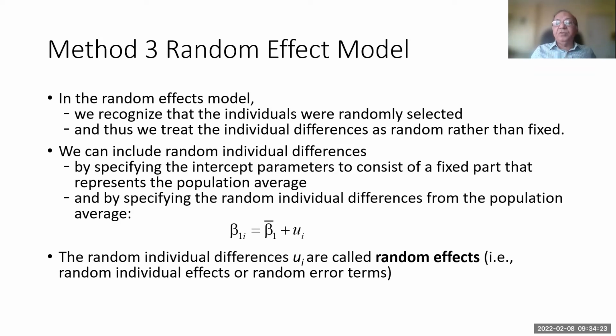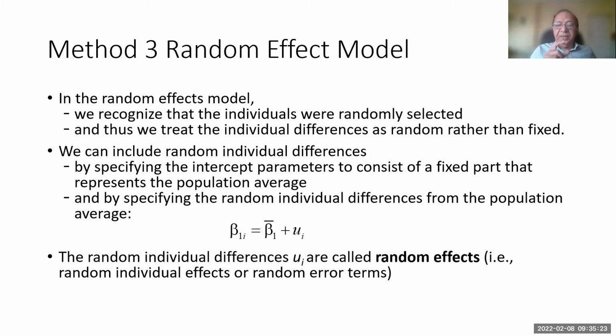We can include random individual differences. What is the difference randomly in all the individuals? By specifying the intercept parameters to consist of a fixed part that represents the population average, and by specifying the random individual differences from the population average, we can say the constant, which was b1i, is actually a mean, b1 bar, that is the mean plus error. So in the random effect model, we are taking the mean of the constants, and the error goes to the error part. So the constant which comes in the model is the mean of those constants.